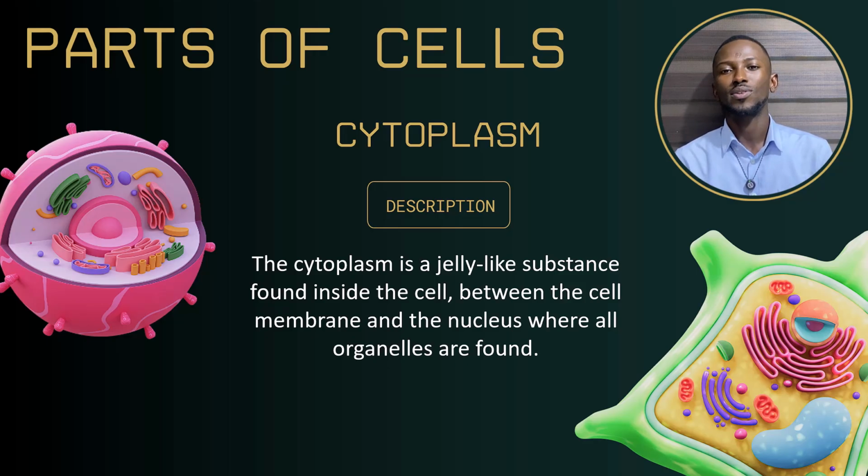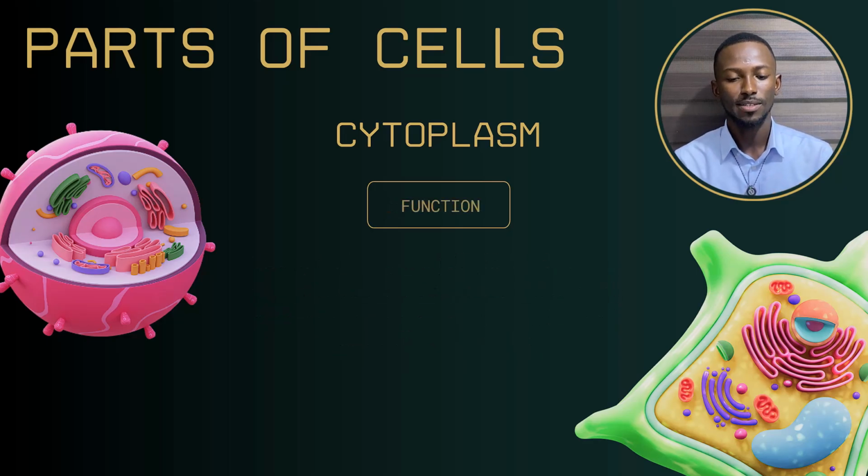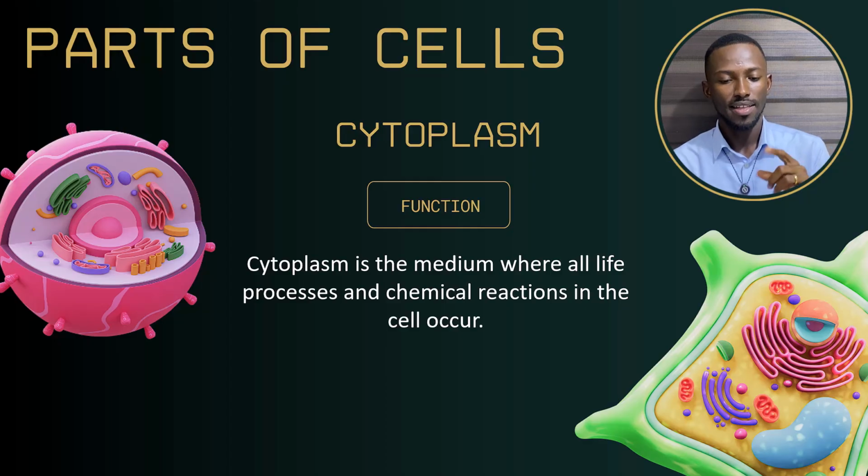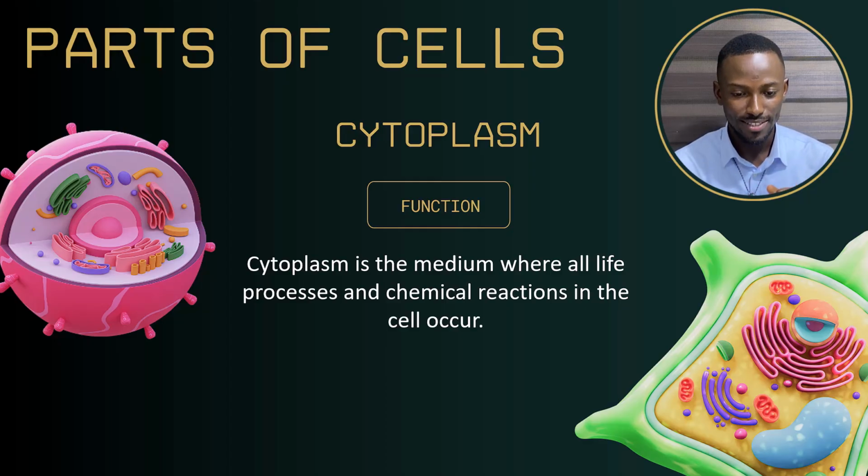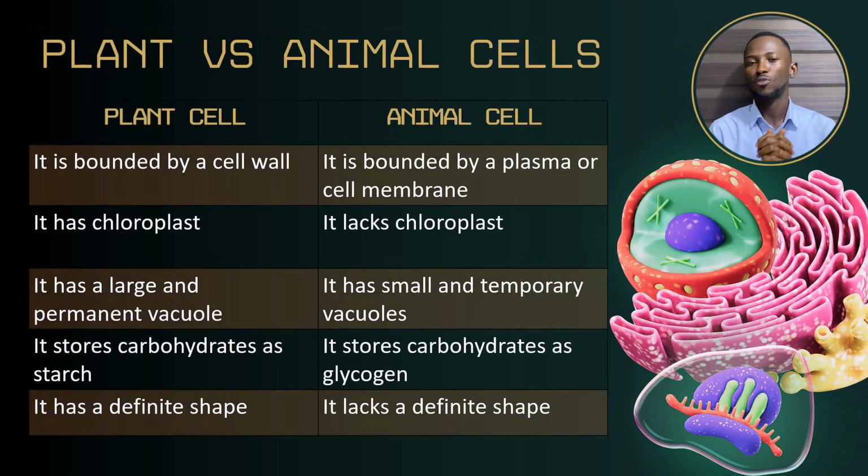So far, so good. We've considered the cell, the parts, vital organelles, little organs, and the functions that they play. I think we are left with the function of the cytoplasm. Cytoplasm is the medium where all life processes and chemical reactions in the cell occur. So without the cytoplasm, the organelles wouldn't have a place to be and function effectively. Good. So we've talked about plant cell, animal cell, and their parts and functions.